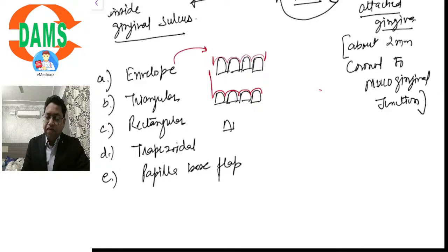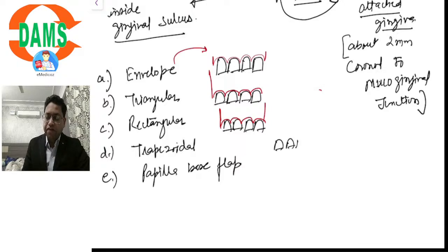If this is the quadrant of teeth, we make a horizontal intrasulcular incision. As you can see, the horizontal incision would always be inside the sulcus, and two vertical releasing incisions which are straight. It would be a rectangular flap design.